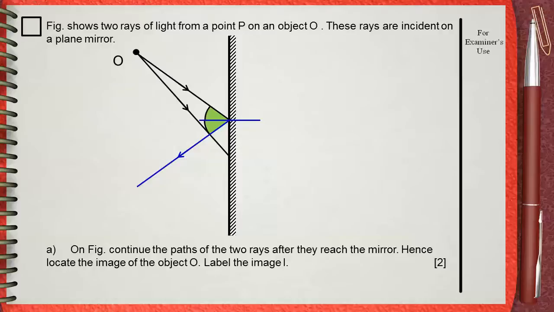Let's do the same thing for the second ray. This is the normal which is perpendicular to the mirror. Measure the angle of incidence and take the angle of reflection. This is the second reflected ray.